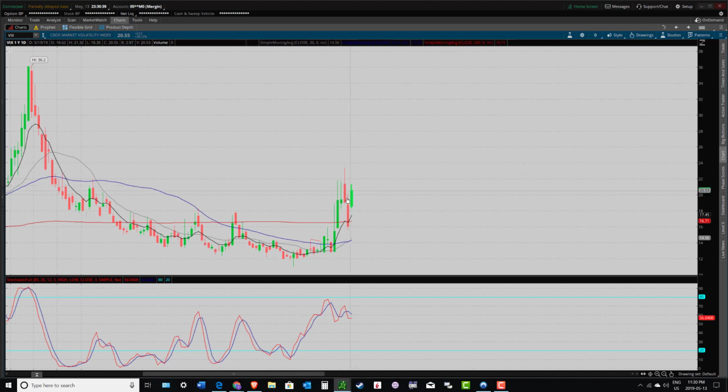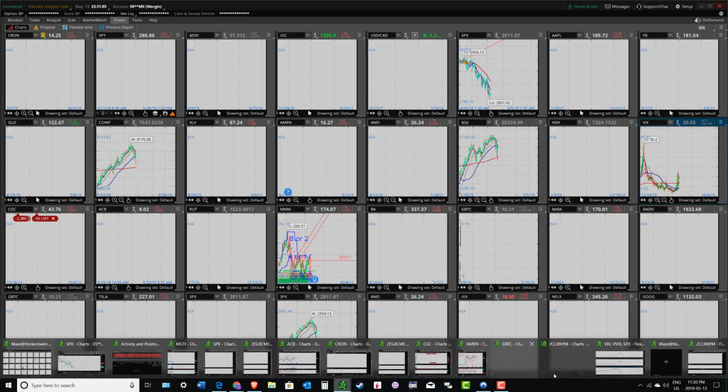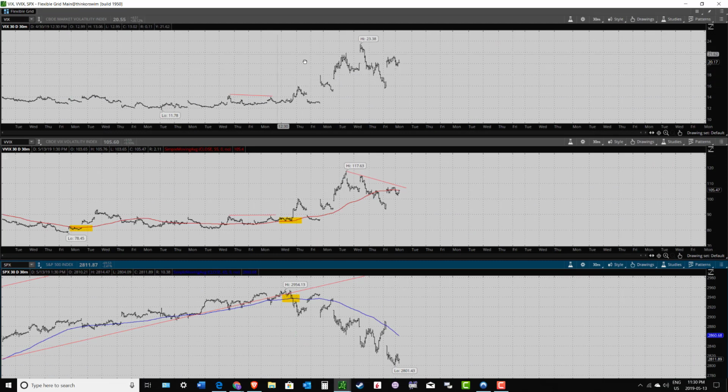But there's one thing I will mention. Despite today making lower lows on the indices, VIX made a lower high compared to Thursday's high. So that's a bit of a divergence that favors a bounce on stocks, at least short term. And we'll get into this a little more in depth on the VIX VVIX tool.